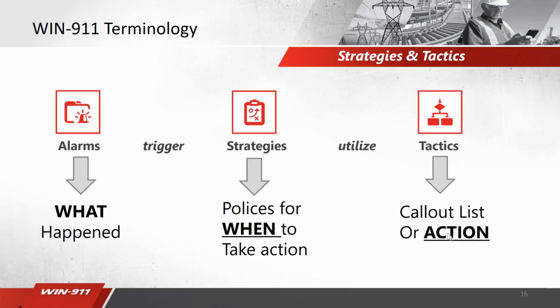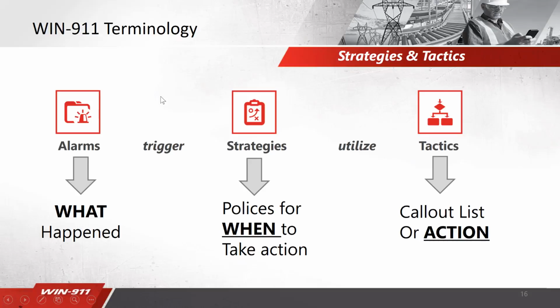This is a key item for our terminology, and I'm going to spend some time on this, make sure we really understand this, and reiterate this throughout the video. Tactics and strategies. How this whole process works is some event happens. You have some alarm that comes into your SCADA and then eventually into Win911. That event is going to start a strategy. A strategy is a policy of when to take action. It's a starting and stopping of a call-out list. That call-out list is a tactic. This is the action of what to take and who to contact.